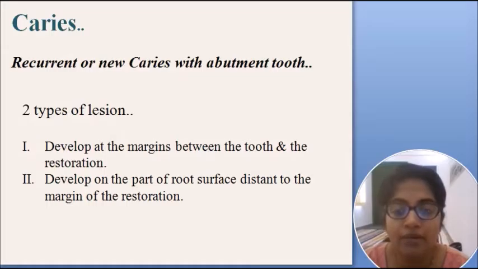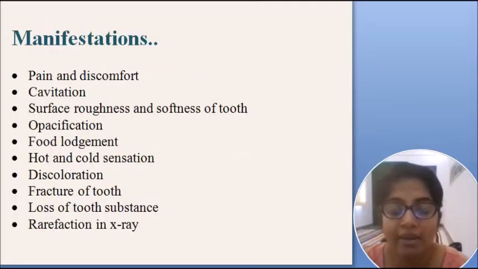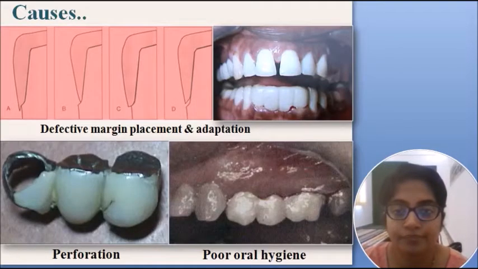One which develops at the margins between the tooth and the restoration, and the second which develops on the part of the root surface distant to the margin of the restoration. It can manifest as pain and discomfort, cavitation, surface roughness and softness of the tooth, opacification, food lodgement, hot and cold sensation, discoloration, fracture of the tooth, loss of tooth substance, and rarefaction seen in the X-ray.